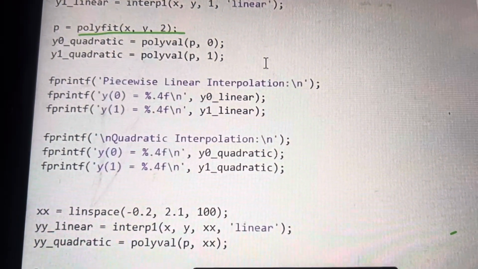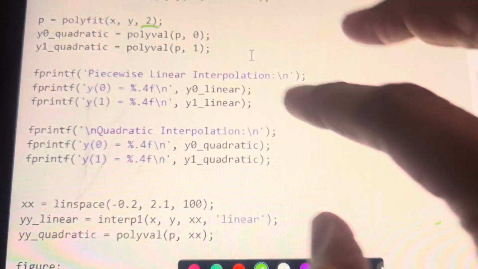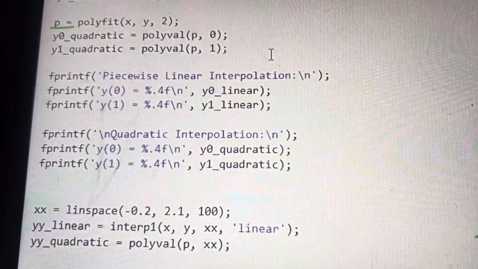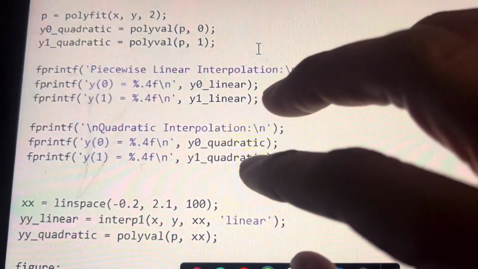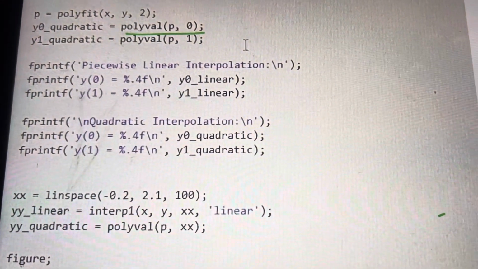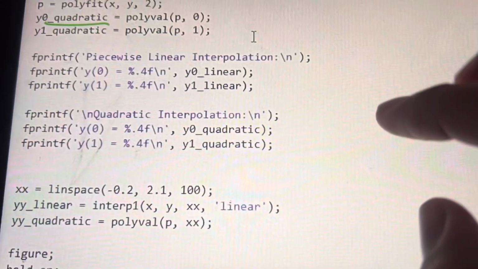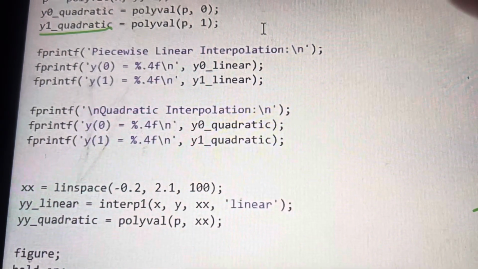Okay, this segment right here, this is the n degree polynomial for the data points. We have n is equal to 2, and then what p does right here is it actually stores the coefficients that we get from the quadratic polynomial. The polyval function calculates the quadratic polynomial, and then we have these here. This is the quadratic interpolated at x equals 0, and this is the quadratic interpolated at x equals 1.